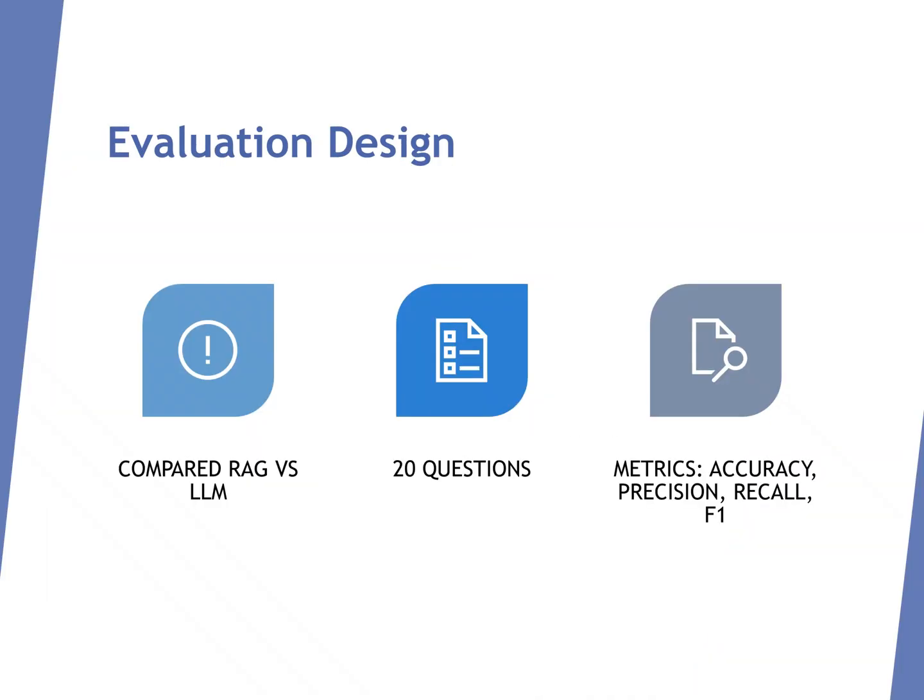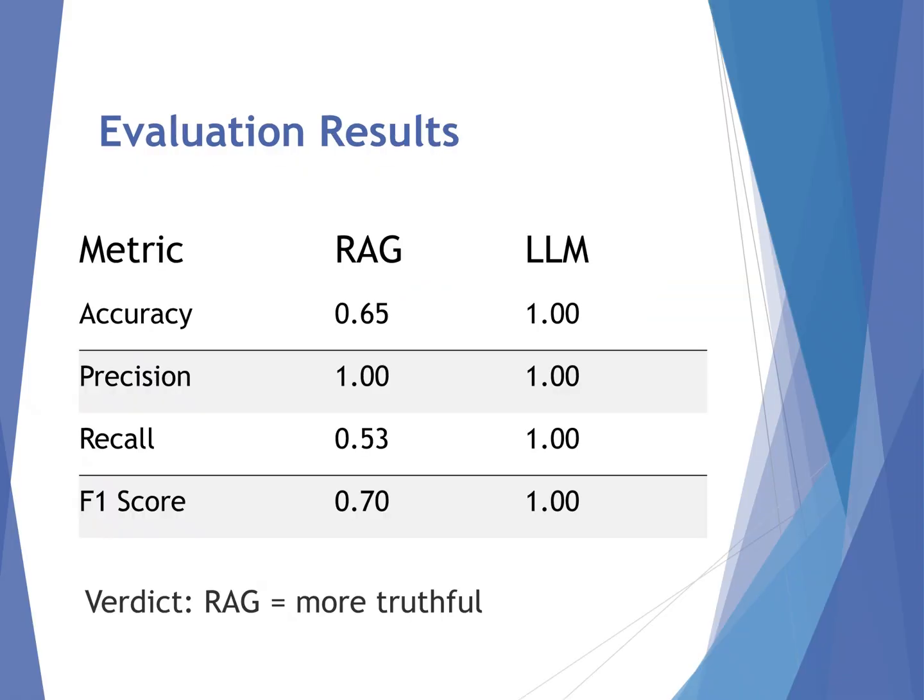To measure how well the chatbot worked, I designed a small evaluation test. I created 20 questions: 15 that were relevant to our industry, and 5 that were intentionally out of scope, like random or unrelated questions. The RAG model and the regular LLM answered all 20 questions, and then I compared their results using standard metrics, including accuracy, precision, recall, and F1 score. This helped me see not only how many answers were correct, but also how confidently and consistently each model responded.